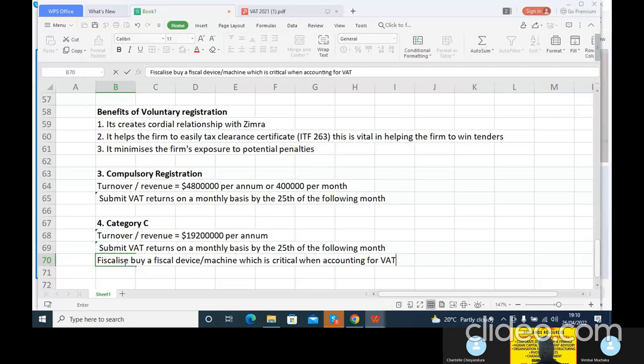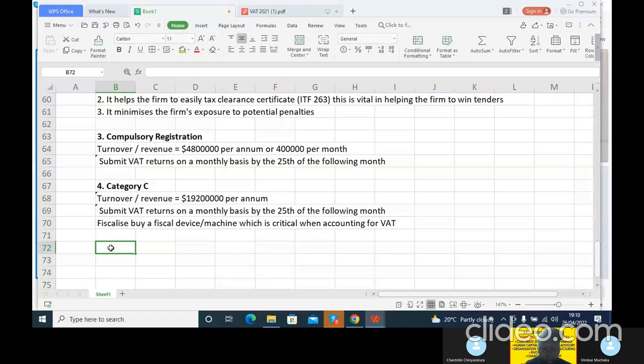So, what are the qualities of a good fiscal device? We are saying features. To a supplier of these machines, what is it that this machine should be able to do for you? You need this as long as you are in category C. Otherwise, you suffer consequences from Zimra.